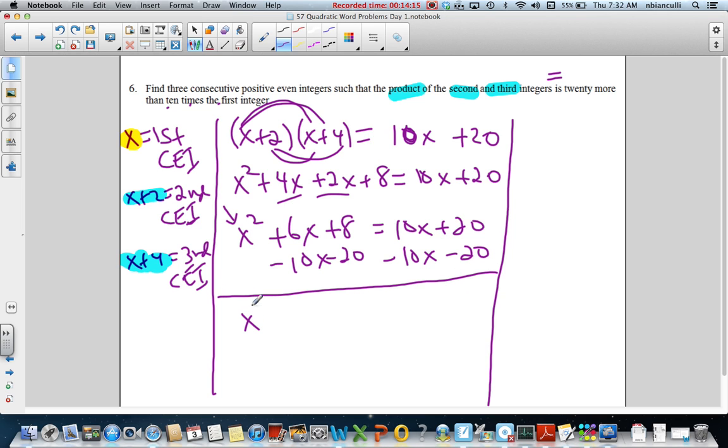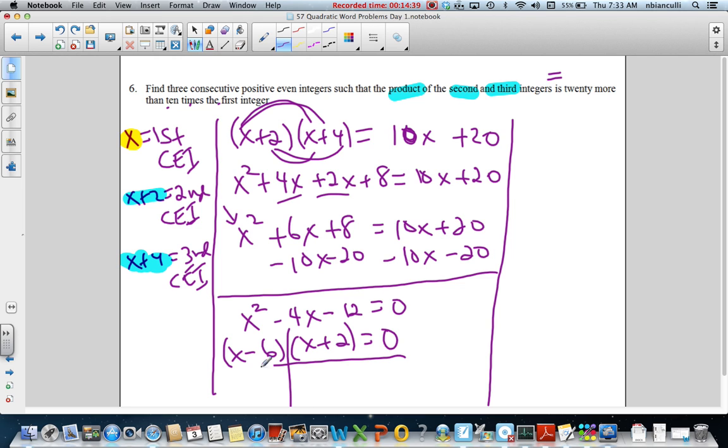And we'll end up with x squared. 6 minus 10 is negative 4x. 8 minus 20 is negative 12. And that equals 0. And now we can factor. So we get x minus 6, if you do this correctly, and x plus 2. I trust that you know how to do this by now. And then t-chart this up. x minus 6 is equal to 0, so therefore x would have to be equal to 6. And if x plus 2 is equal to 0, by subtracting 2, x would be negative 2.